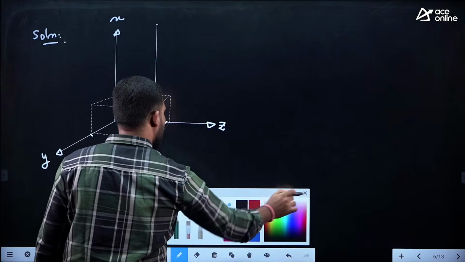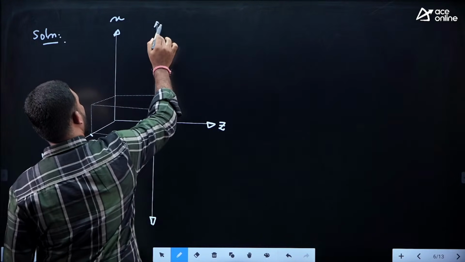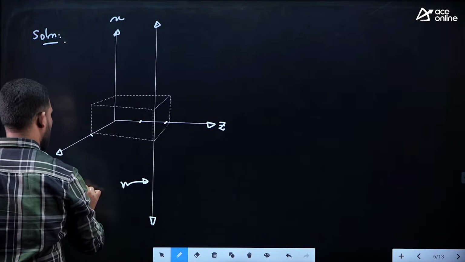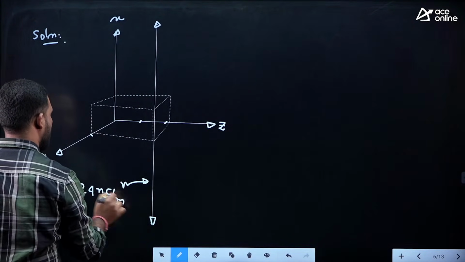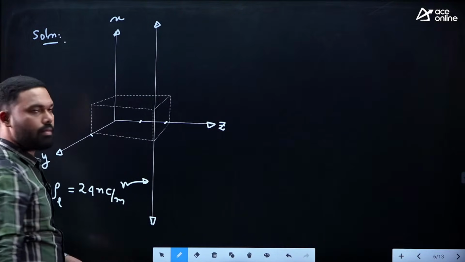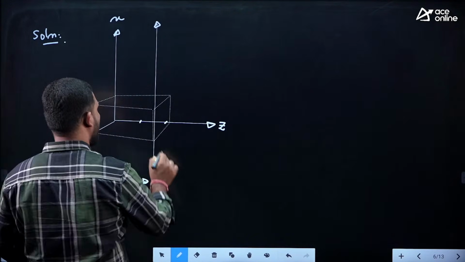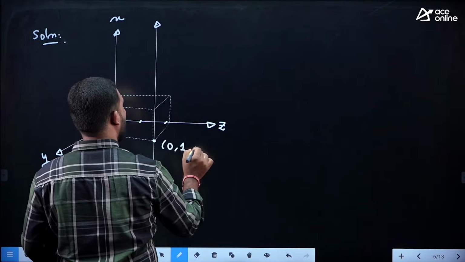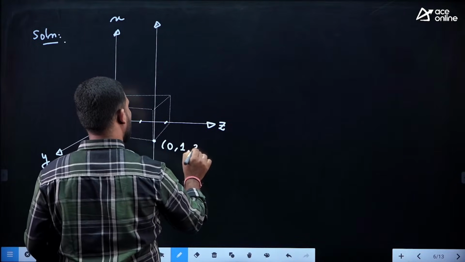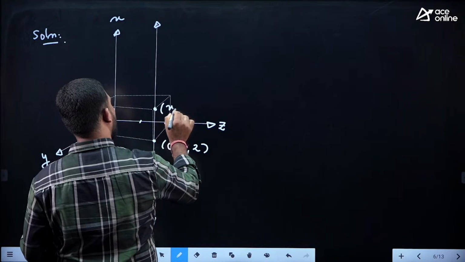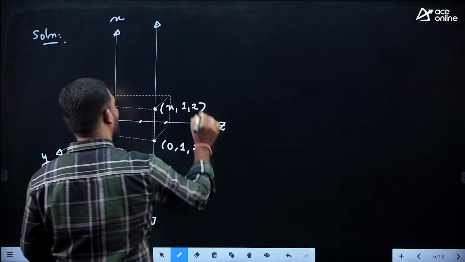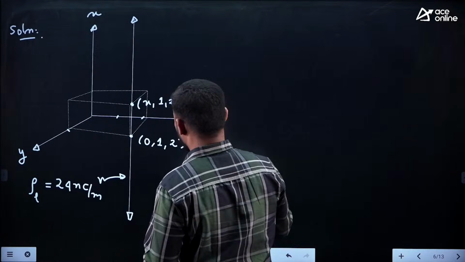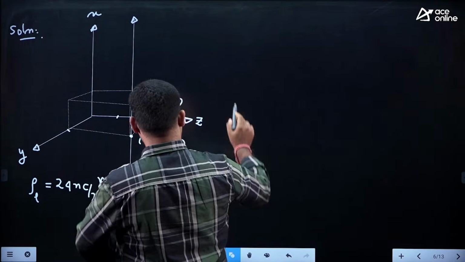Okay. So what is the charge on this? The charge on this one is 24 nanocoulomb per meter. So this is represented with the rho L. Okay, fine. So what is this point? This point is 0, 1, 2. So this point is x, 1, 2. So what is changing on the line? X value is changing. Y and Z are fixed.